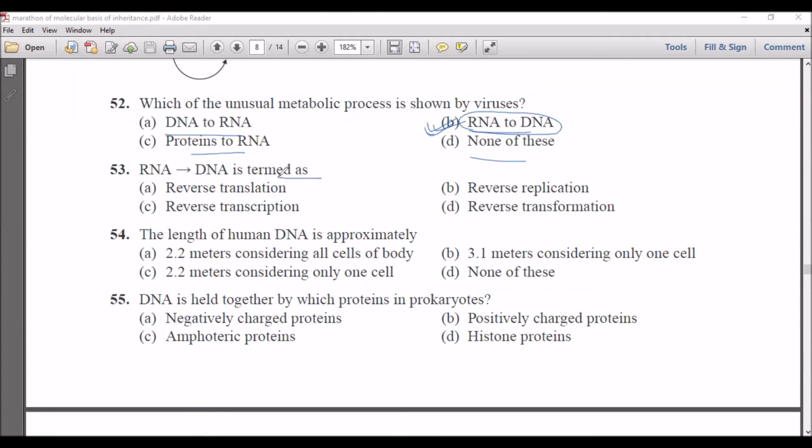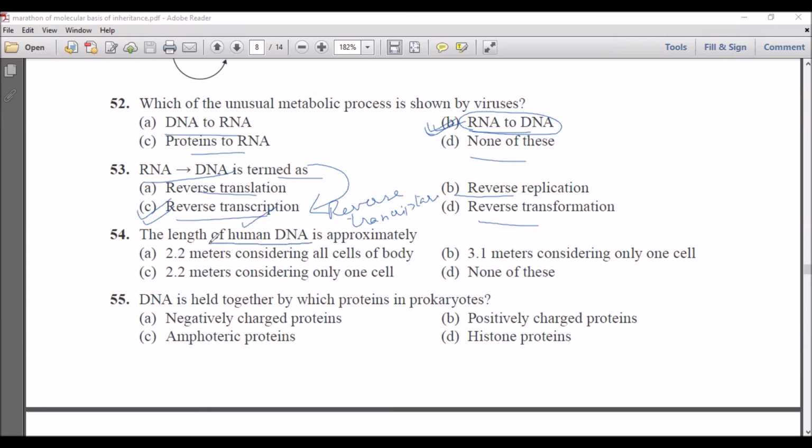RNA to DNA is termed as reverse translation, reverse replication, reverse transcription, or reverse transformation. Now we know that the process of conversion of RNA to DNA is termed as reverse transcription, and this is done by the enzyme reverse transcriptase. So this is the correct process.